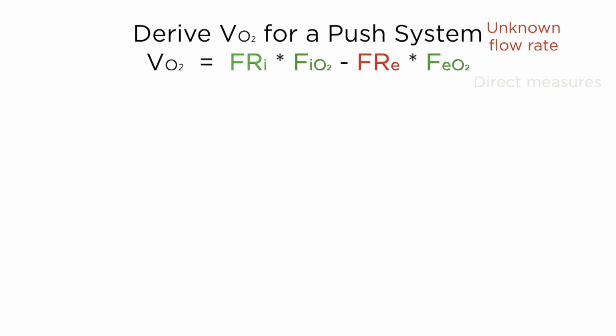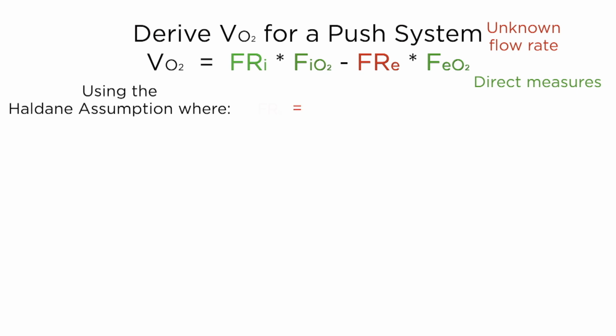Again, we first write down the generic respirometry equations for our two gases. Most quantities in them will already be measured directly, including CO2. This leaves one quantity which is undetermined, the X-current flow rate, Fre. Using the held-in assumption for push systems, we can derive an expression for Fre in terms of measured Fri.